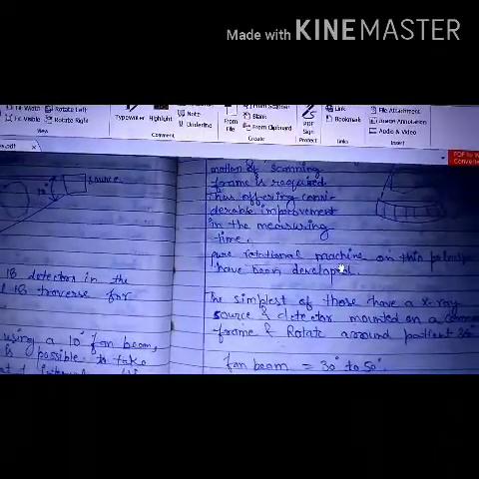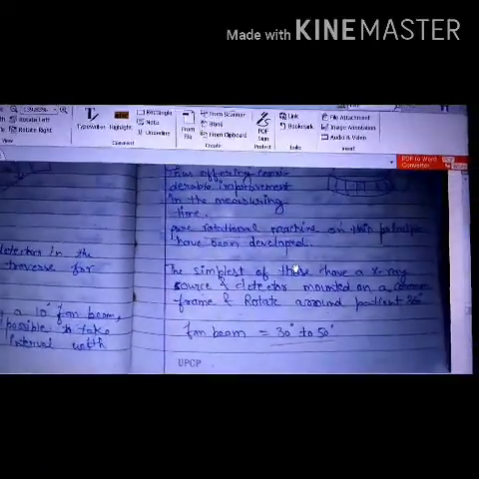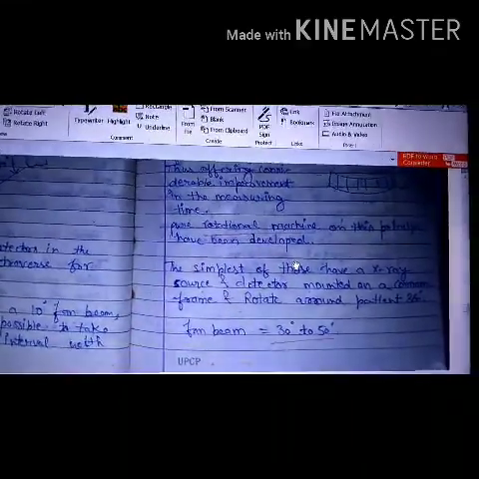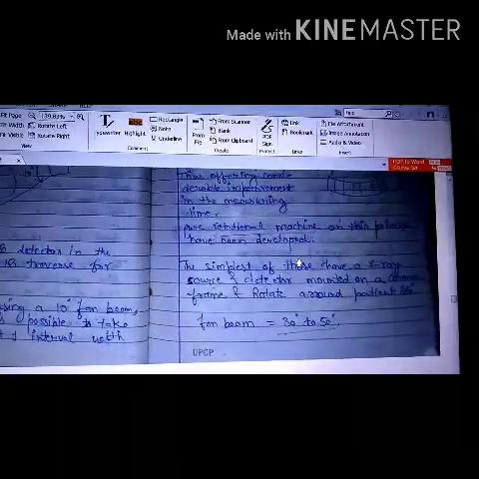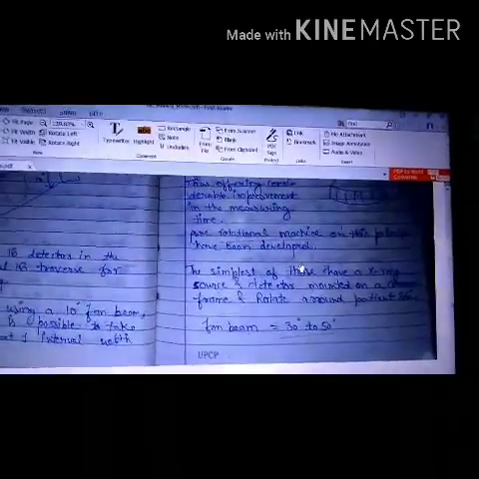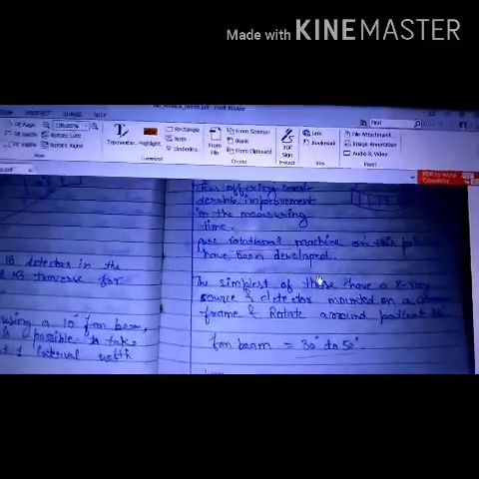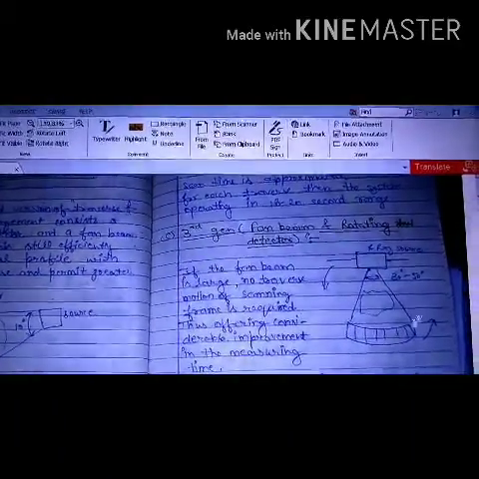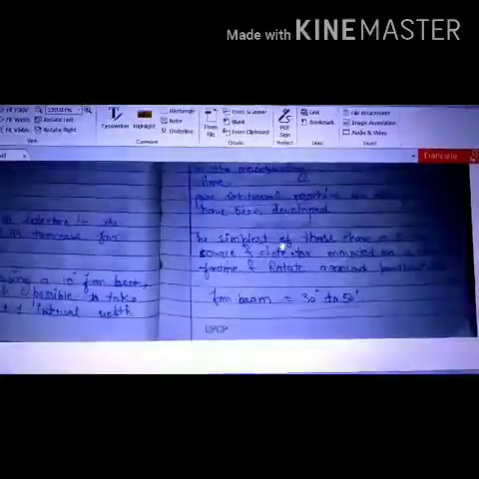So a pure rotational machine on this principle has been developed. The simplest of these has an X-ray source and a detector mounted on a common frame and rotated around the patient position through 360 degrees. Okay, again the improvement was that earlier we were only taking images over 180 degrees. The fan beam used was 30 to 50 degrees of fan angle, and this complete device could be rotated 360 degrees around a patient to observe whatever deficiencies are there in the body.